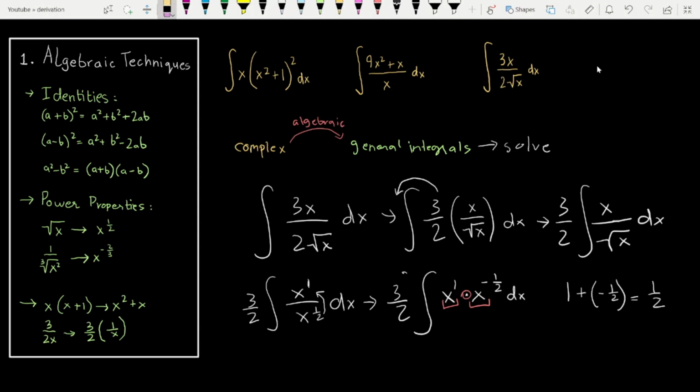So this thing is basically going to become x raised to the power 1 by 2, and then I can apply the power rule on this, and I can solve it like that.